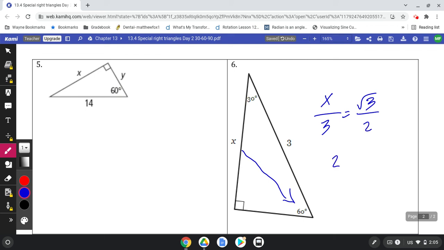Cross multiply, 2x equals 3 square root of 3. And at this point, just divide by 2. Divide by 2. X equals 3 square root of 3 divided by 2. Now, if that 3 at the front was like a 6 or an 8, something even, we would simplify, but in this case, we can't. So we're done.